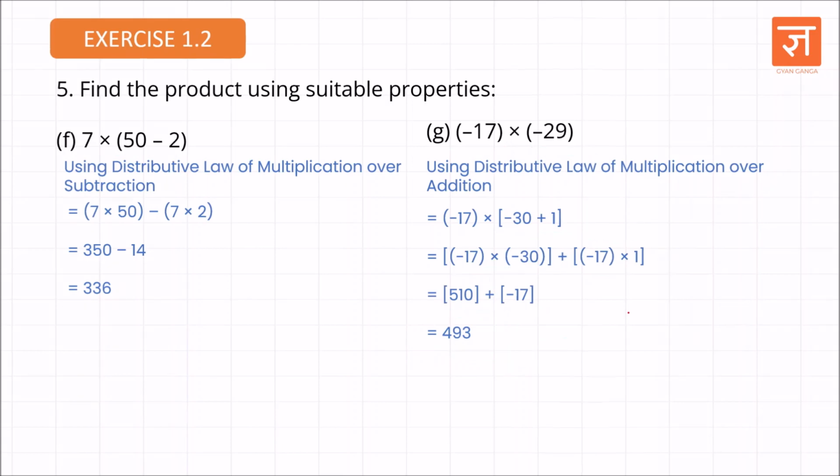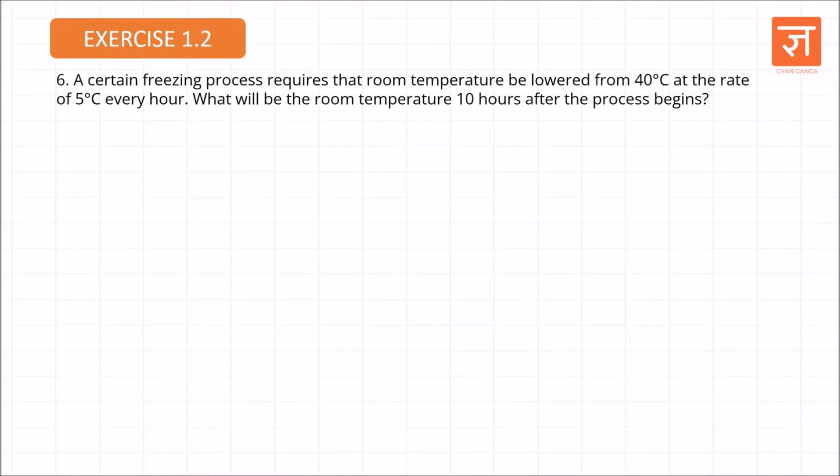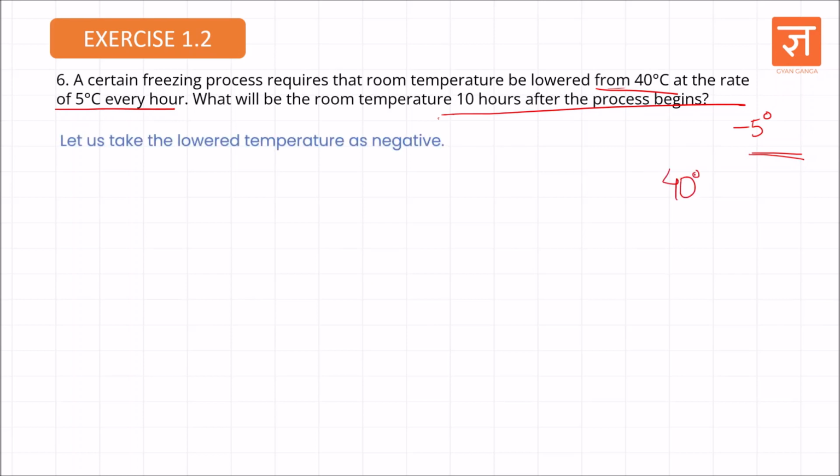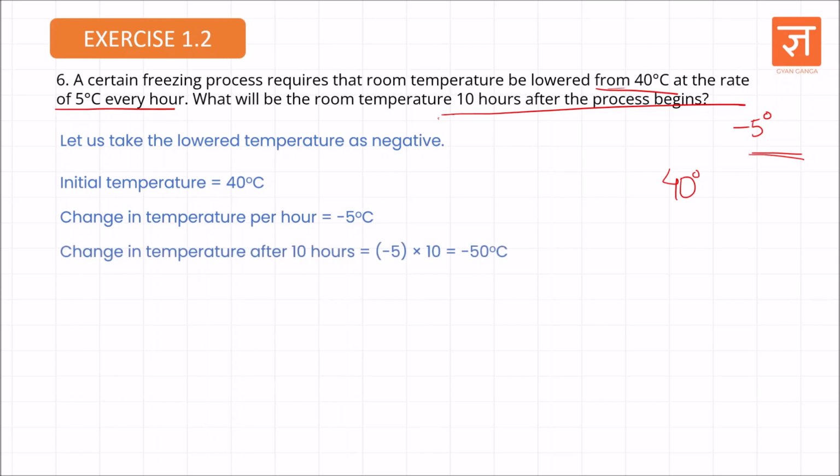Now we are having a question. A certain freezer point requires the room temperature to be lowered from 40 degrees at the rate of 5 degrees every hour. That is, every hour it goes minus 5 degrees. It is decreasing. What will be the room temperature 10 hours after the process begins? And right now the temperature is 40 degrees. So lower temperature will be negative. Initial is 40 degrees. Change in temperature per hour is minus 5 degrees. So the change after 10 hours will be minus 5 into 10, that is minus 50 degrees. So the final temperature will be 40 degrees minus 50 degrees, that is minus 10.